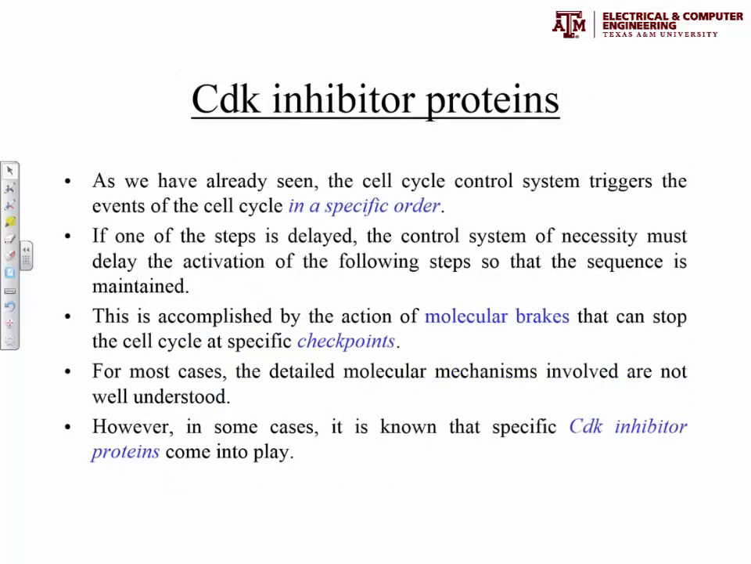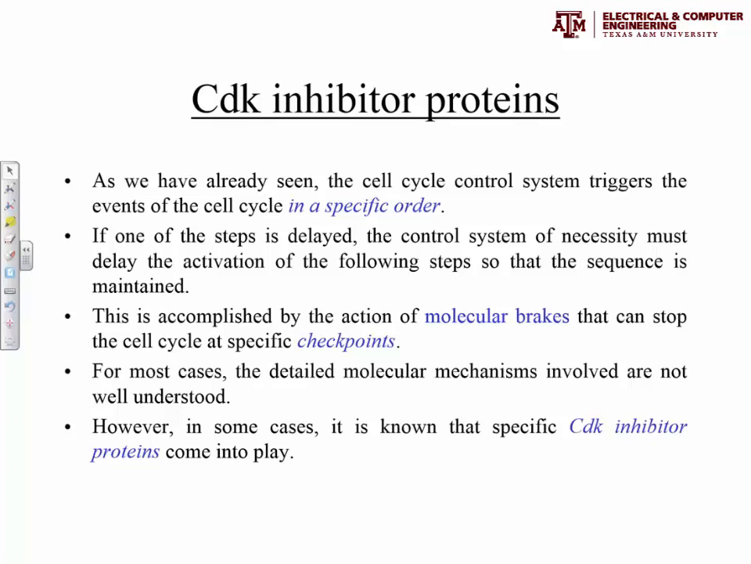Now, as we have already seen, the cell cycle control system triggers the events of the cell cycle in a specific order. You're going to have mitosis, then growth, then DNA replication, more growth, again mitosis, and so on. It has to happen in a specific order. So if one of the steps is delayed, the control system of necessity must delay the activation of the following steps so that the sequence is maintained. And this is accomplished by the action of what are called molecular brakes that can stop the cell cycle at specific checkpoints.